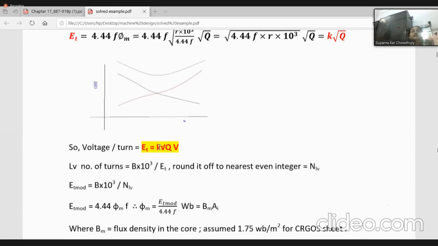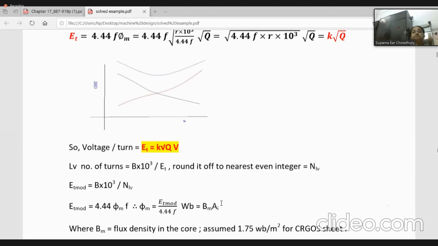Now you change the value of k, say we increase the value of k, then what will happen? If you increase the value of k, value of ET will increase. If ET increases, that means your phi m increases. Now the material is same, so Bm is constant. So if phi m increases, that means Ai will increase.